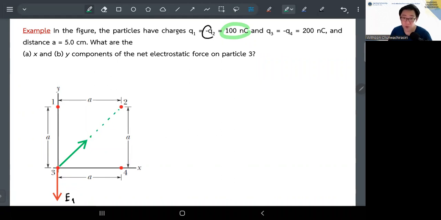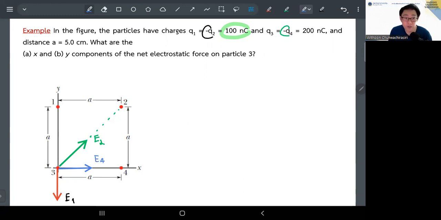Very good. Now, what about Q4? Q4 is also negative right there. So that means the electric field from Q4 at location number 3 will point towards it. There you go. Let's do the blue. Cool. That's it. So you already have 3 electric fields. Now I can name each one of them. Let me name this E2, and let me name that one E4, just to make it coincide with this whole thing here.